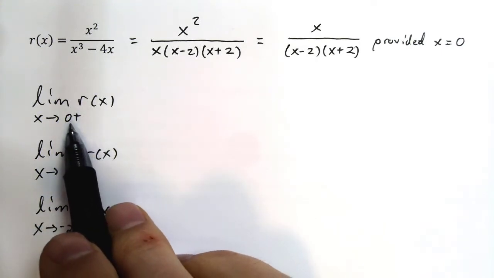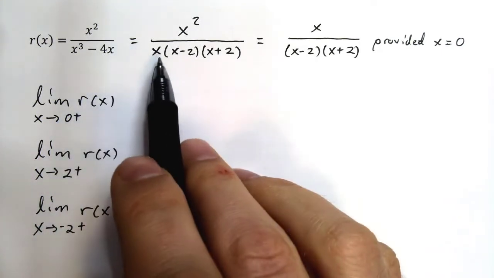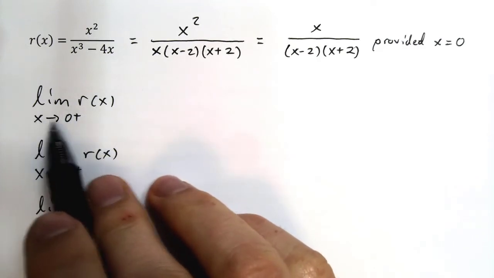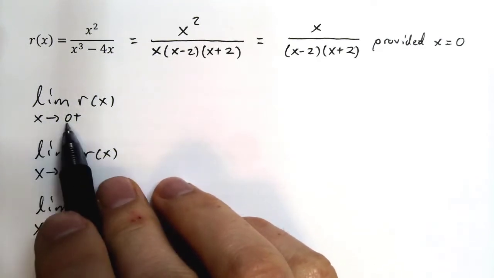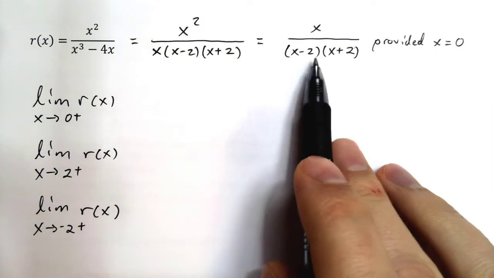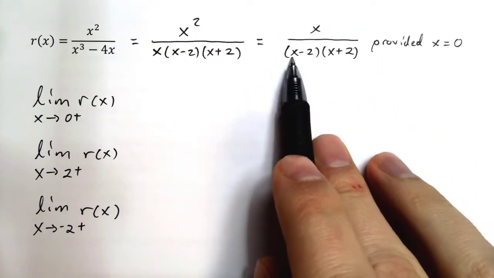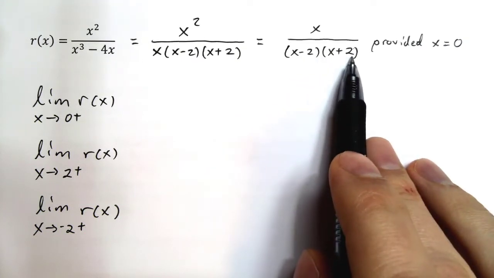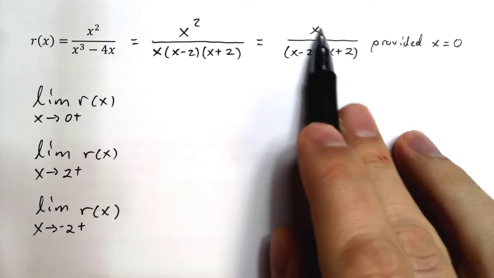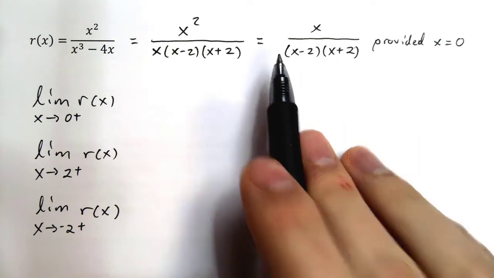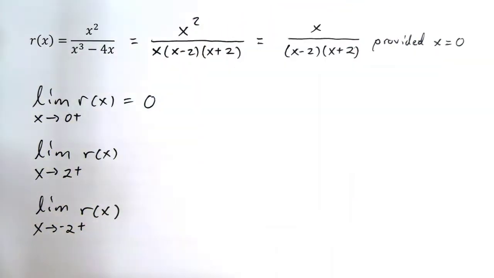As I approach 0 from the right, well, notice that if x is not equal to 0, and when we take a limit, we're not actually equal to 0, we're just approaching 0, this is the same as this function, right? What is this thing going to when x approaches 0? Well, the denominator is going to negative 2 times 2, that's negative 4. The numerator is going to 0, and so the whole thing is going to 0.